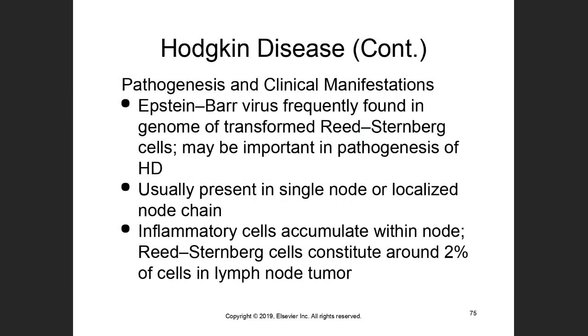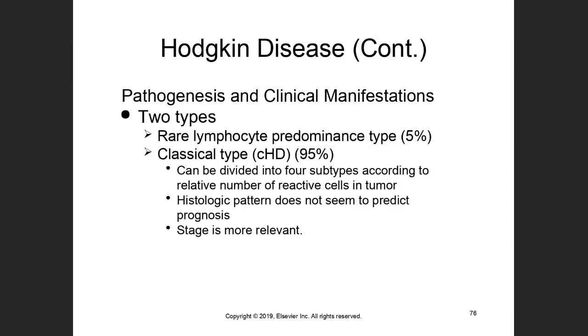Epstein-Barr virus is frequently found in the genome of transformed Reed-Sternberg cells. Epstein-Barr virus is related with Reed-Sternberg cells, also related with Burkitt lymphoma. Pathogenesis of clinical manifestation type: we have rare lymphocytic predominance type and classic type. Those are the different types of Hodgkin lymphoma. They are extremely weird because it's according to the presence of lymphocytes, basically.